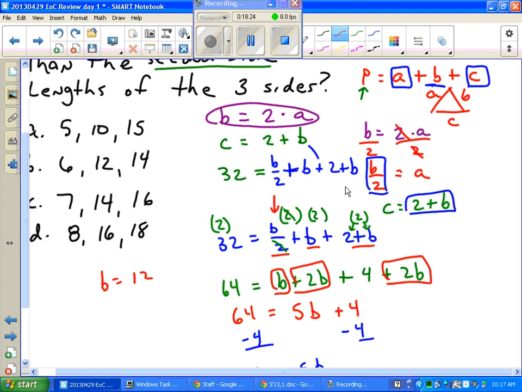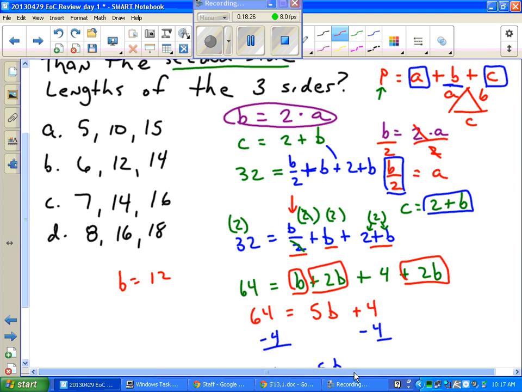When you're looking at your option choices, the last one says that the third side was 2 feet longer than the second side. If you look at the second and the third one, those are 5 apart, so you can immediately eliminate that one. The rest of them were 2 feet longer. We know that B's value is 12, so all you need to do is look at your 3 second side values. The only one that's 12 is this one here, B.